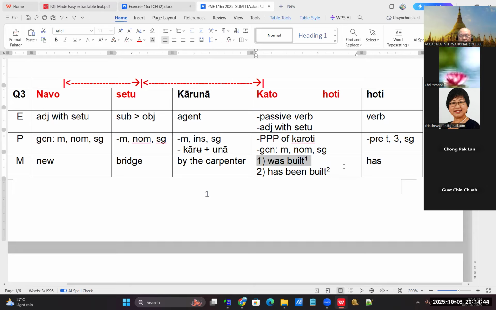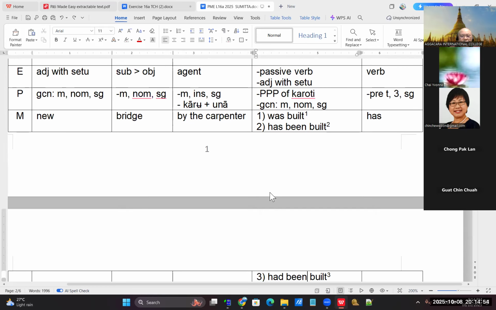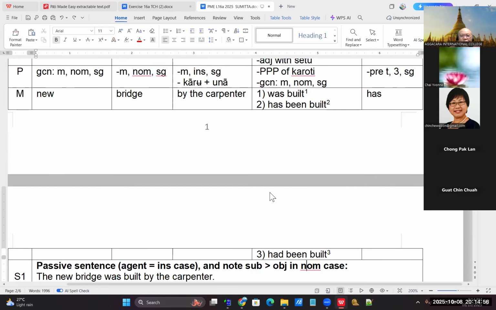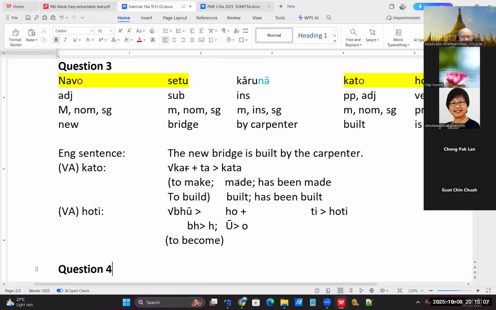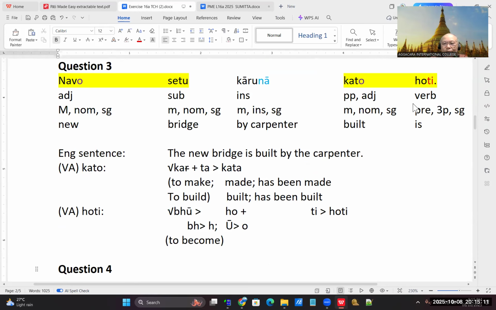Like this, we separate them so that we can remember to translate the present tense third person. Because when put together, sometimes we overlook it because we only look at kato. But if people ask you was built, has been built, have been built, then you have to explain why it is like this. So might as well save your trouble. We can straight away put has for hoti: has been built.